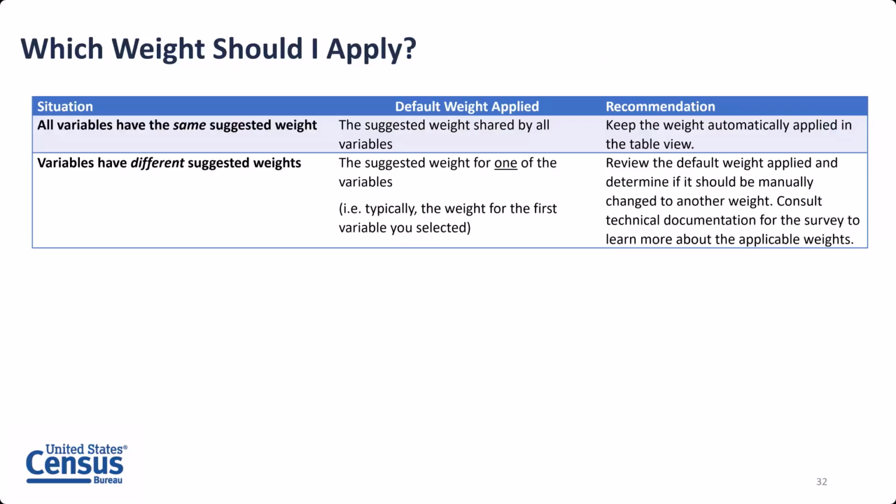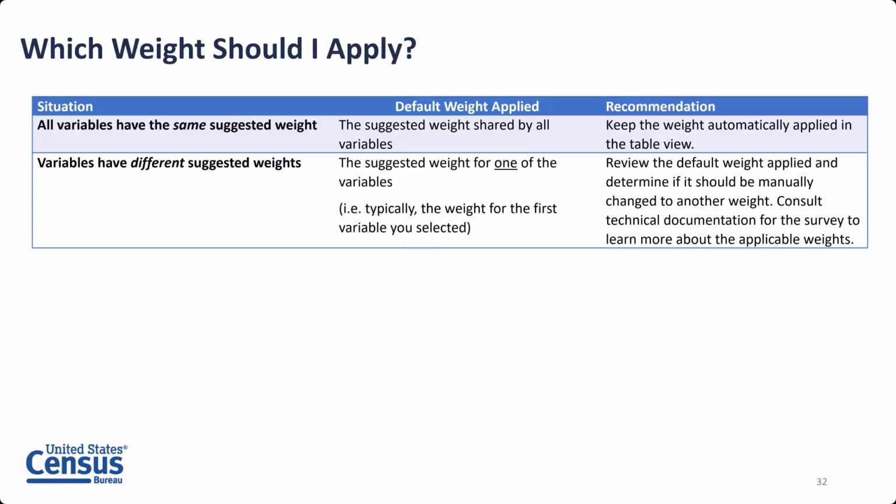And when you're creating a custom table in the Microdata Access tool, you'll need to make sure it's weighted to reflect the overall population. We sometimes get questions from users wanting to know which weight to apply. When all of your variables you've selected use the same suggested weight, that would be the weight that we would recommend, and it's also the weight that we default to. So you don't need to do anything special in that situation.